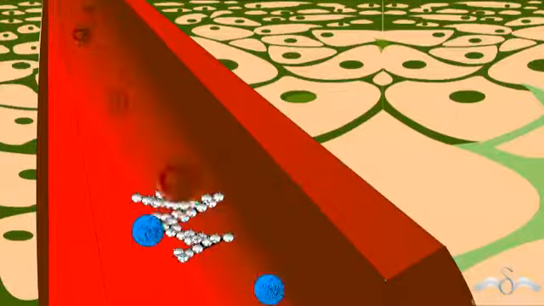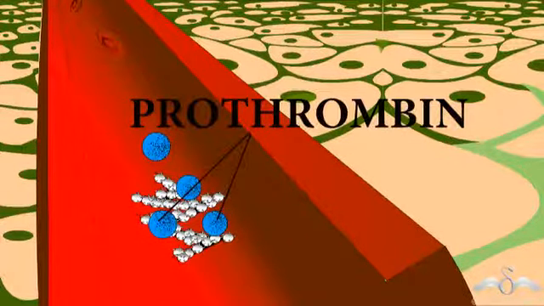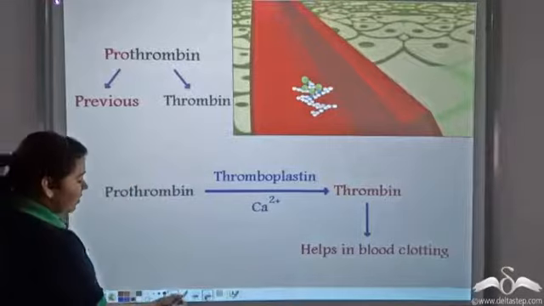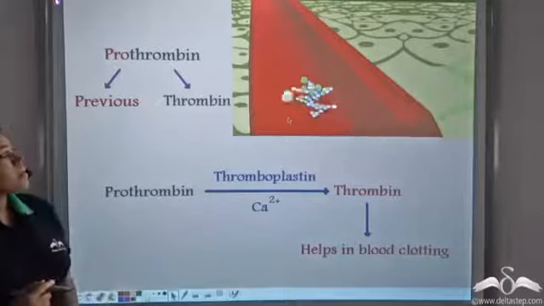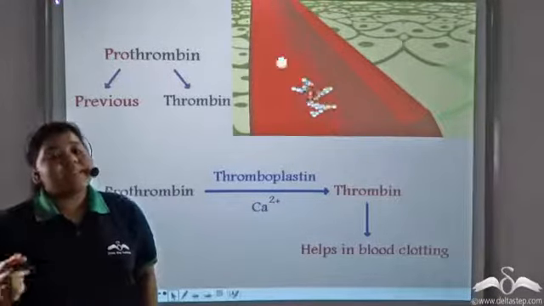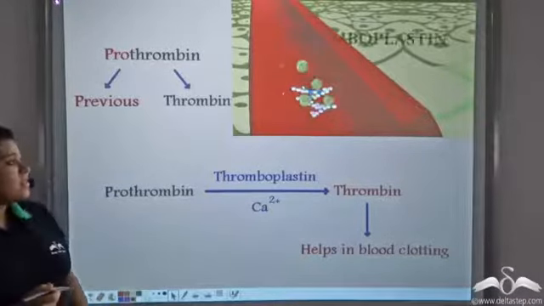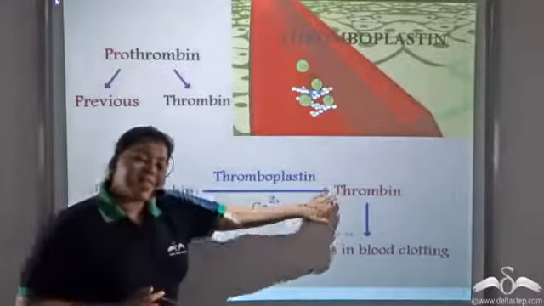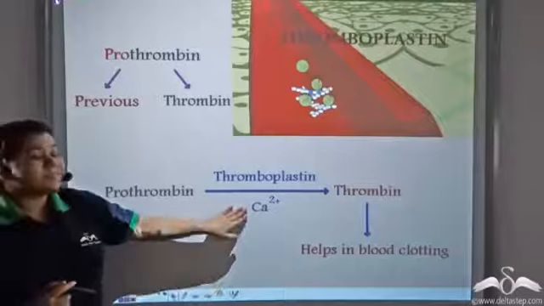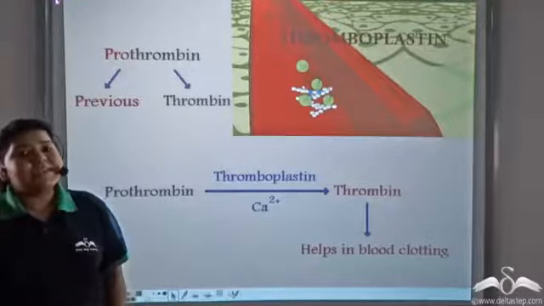The plasma contains another molecule known as prothrombin that helps in the clotting of blood. So how does it help in the clotting of blood? Let us see. Now prothrombin, which means previous thrombin, is the inactive form of thrombin. Now when this prothrombin comes in direct contact with a cut vessel, it changes into its active form, thrombin, in the presence of thromboplastin and calcium. This thrombin helps in blood clotting.